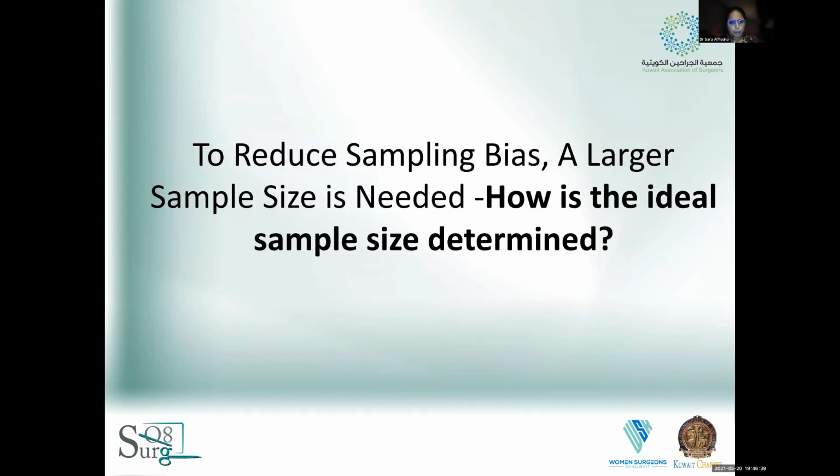So how do we reduce sampling bias? There's no perfect study, but you usually need a larger sample size. And the question is, how do you determine the ideal sample size? Because, do we just pick random numbers from the air, 1,000, 2,000, 3,000? How do we decide how big of a study is good enough that it will eliminate these flaws?